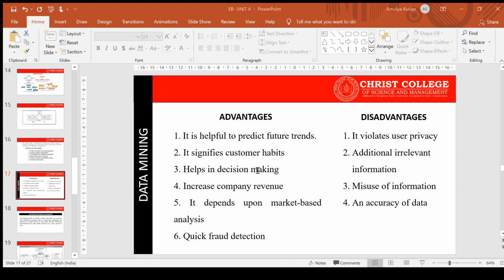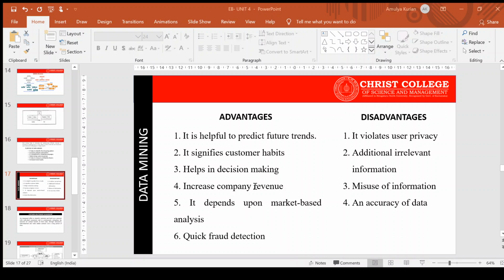Disadvantages: first one, it violates users' privacy, sometimes without even the customers knowing that their activities are being recorded. It is being taken by the companies in order to improve their products. Second one, additional irrelevant information. When they are collecting information, many irrelevant data is also being taken into account. And next one is misuse of information. There is a possibility of unsafety, and the security measures which are taken are very minimal.